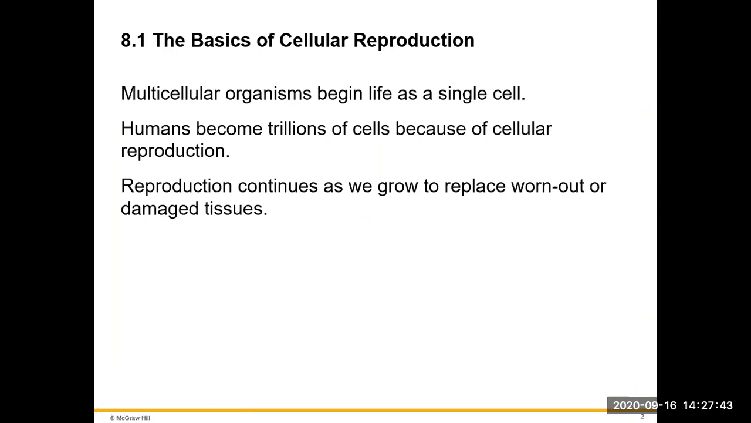When you think of cellular reproduction, we're thinking of how organisms propagate their generations, or how a single-cell organism will pass on its genes to its daughter cells. Multicellular organisms begin life as a single cell, and humans become trillions of cells because of cellular reproduction. And reproduction continues as we grow to replace worn out or damaged tissues.